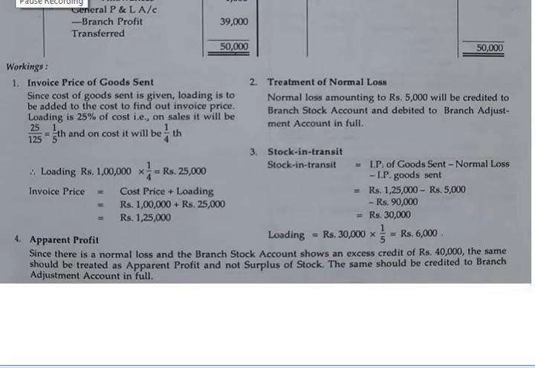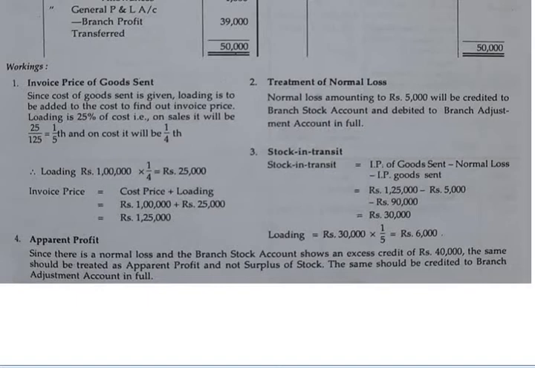So let us look at the working notes for number one. To make it very simple, we know that the goods are being invoiced at 25% above cost. So the invoice price of goods sent to the branch will be 1 lakh plus 25%. We get 1 lakh 25,000. Then regarding adjustment number two, this is the treatment of normal loss. The entire amount of normal loss will have to be transferred to the branch adjustment account in full.